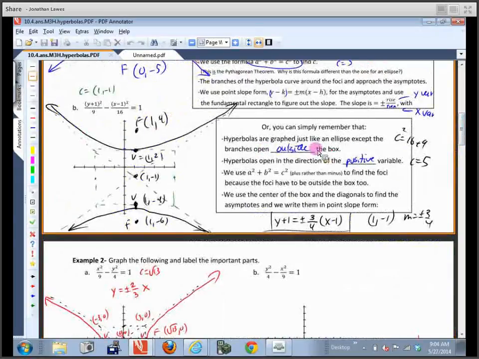Hyperbolas are graphed just like ellipses are graphed, except they open out rather than opening in. The hyperbola is open in the direction of the positive variable. We use a squared plus b squared to get the distance between the center and the foci. And the reason we add the two of them together rather than subtract, as on an ellipse, is what? Yeah, because when you add them together, that makes sure that the foci are outside the box. Then we use the diagonals as asymptotes to help make the shape of the graph.